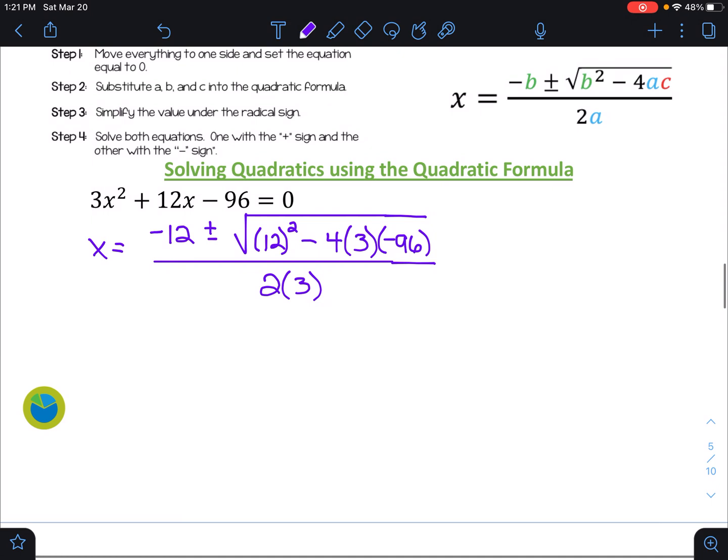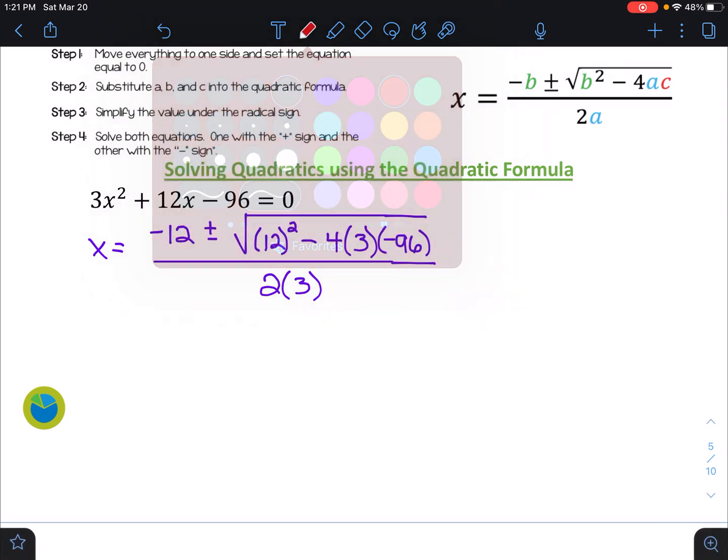Okay, so that looks pretty crazy. We've substituted in, that's our a, b, and c, that's step 2. Step 3 is to simplify everything underneath the radical sign. Square root sign is also known as a radical, okay? So what you're going to do is simplify everything underneath here. So in order to do that, actually, all you have to do is use your graphing calculator and type it in just the way you see it right there. So in this case, it's 12 squared minus 4 times 3 times negative 96. So I'm just going to type that in there just how I see it. So let's do that.